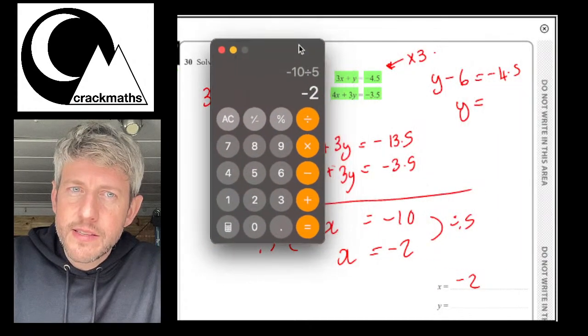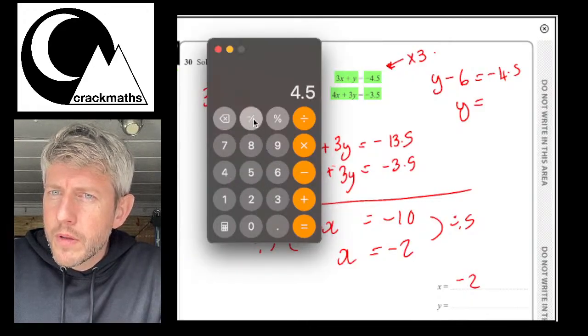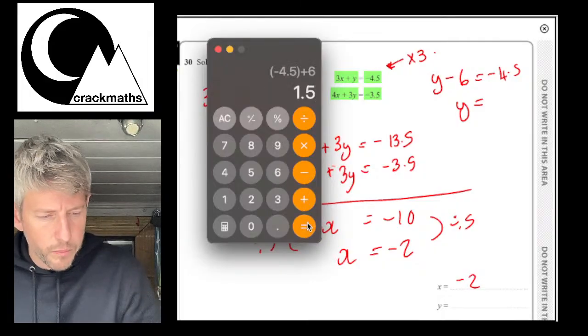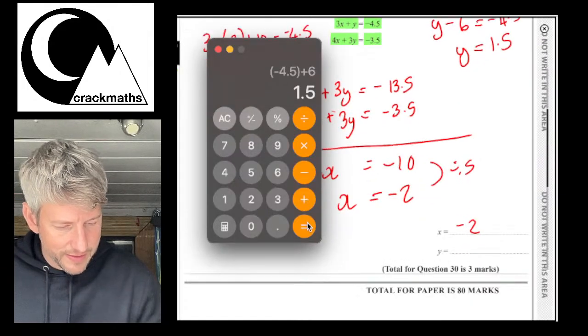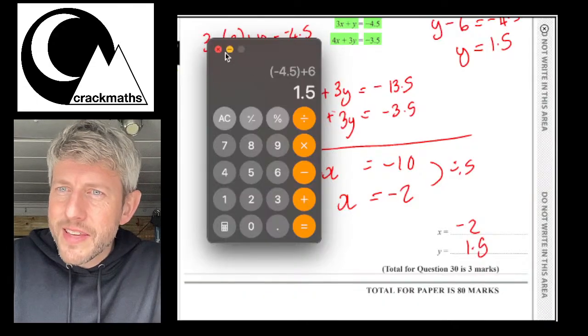So let's just do that here. So 4.5 negative add 6 is 1.5. Here we go. And there we've got our solution to that. 1.5. Okay, right, and there we go. And that is the end of that.